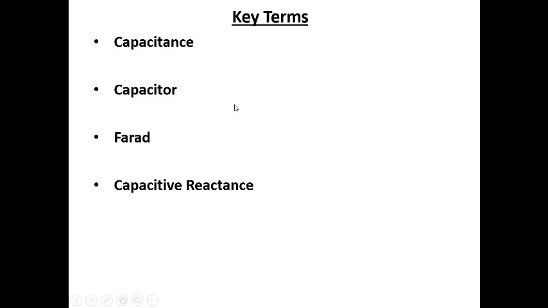So the first thing when we look at our terms, we have capacitance. That's the ability to store energy in an electric field. So if something has capacitance, it can store energy in an electric field. Sometimes we'll show an electric field like this. This is a vector symbol.